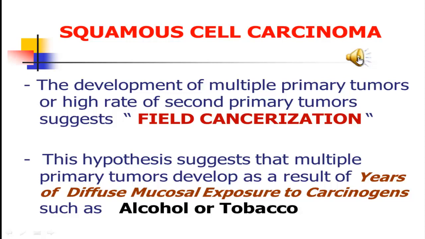The development of multiple primary tumors or a high rate of second primary tumors suggests field cancerization. Now, what is field cancerization? This hypothesis suggests that multiple primary tumors develop as a result of years of diffuse mucosal exposure to carcinogens such as alcohol or tobacco.